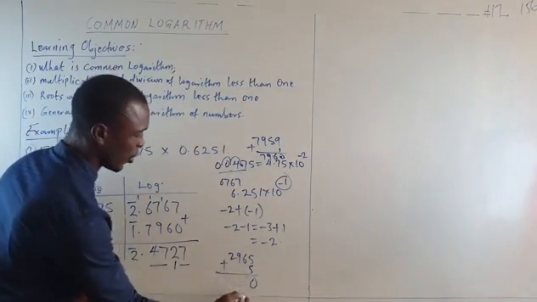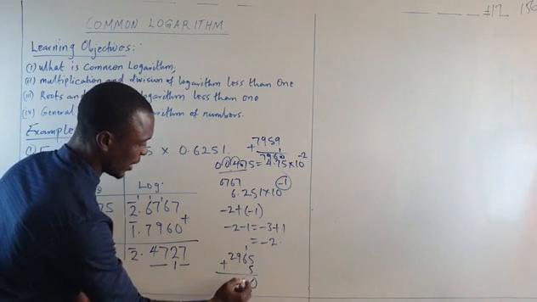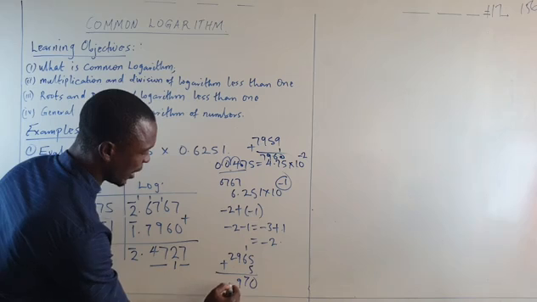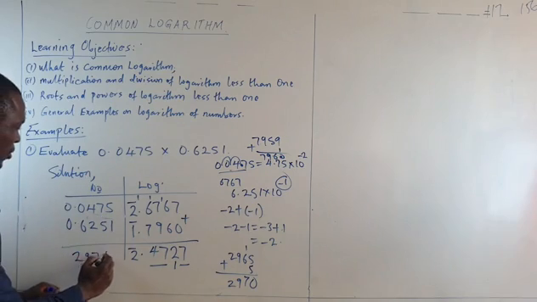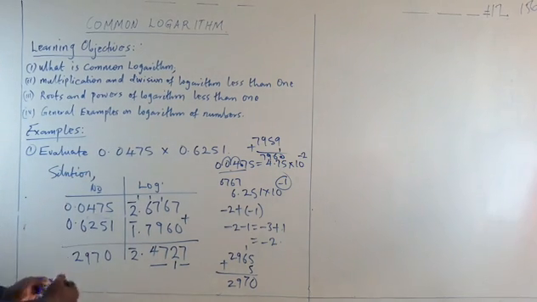So we have 0, carry 1. That is 7, 9, 2. So we have 2970. So we are recording it to the other side.